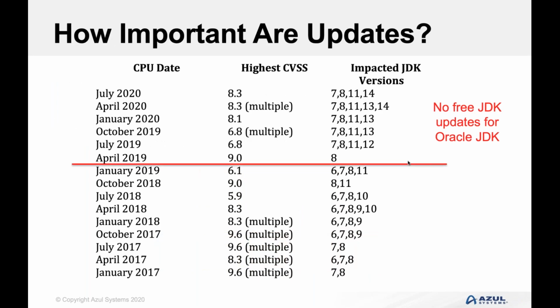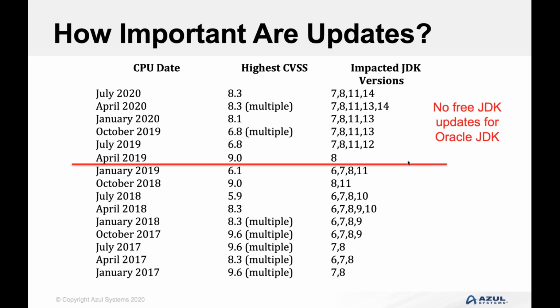How important is it to use updates? So we saw the results of the poll, and some people update very quickly, some people don't update at all. What's the implication of that? Well, what I did was I went back and I looked at all of the updates for the Java platform going back to January of 2017. And in this case, I looked at what was the highest CVSS for each of those updates. And we can see here that the highest we've had is 9.6.